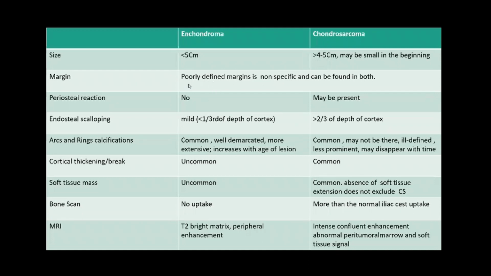Both of them could have poorly defined margins. There is periosteal reaction, which could be present in the chondrosarcoma or not. The endosteal scalloping is a very important point. Okay, this cortical thickening is uncommon in chondroma and common in chondrosarcoma. Soft tissue mass is uncommon with enchondroma. Bone scan, no uptake in the bone scan. In the MRI, here intense confluent enhancement and abnormal peritumoral marrow and soft tissue signal.